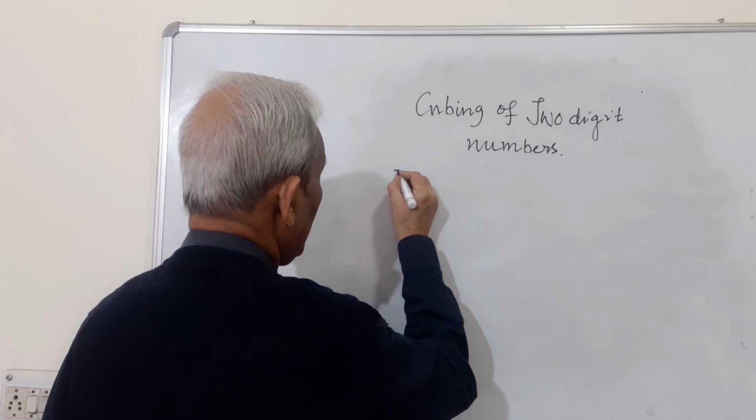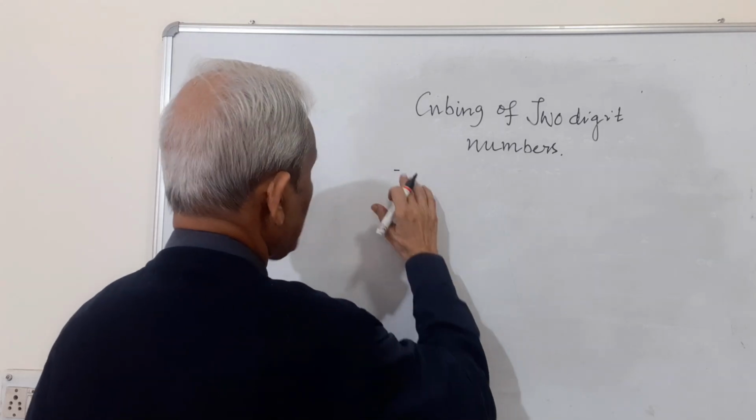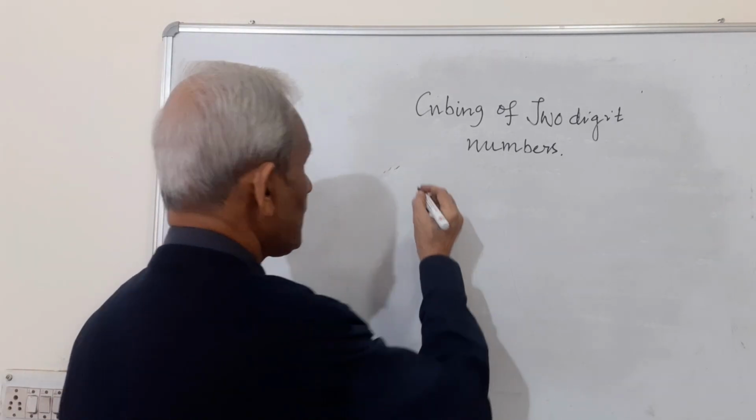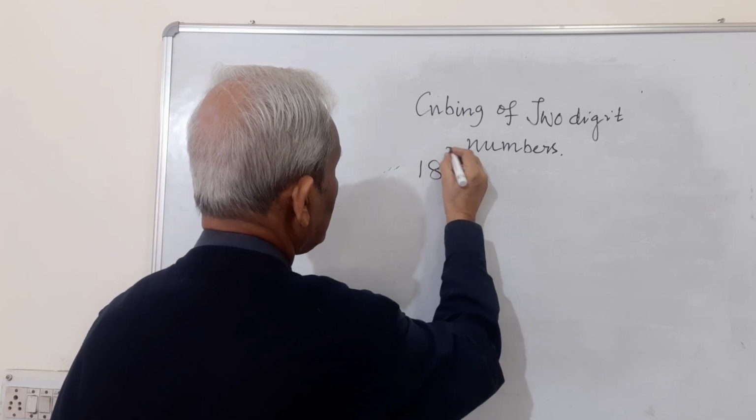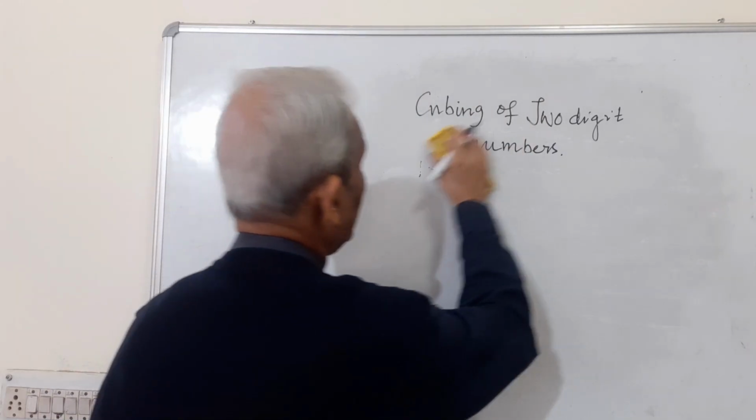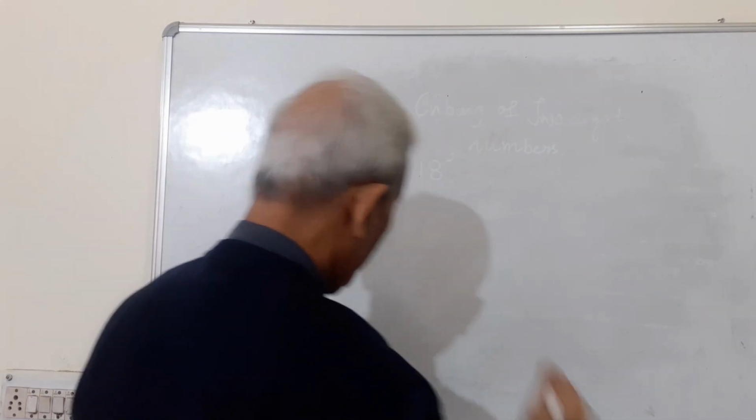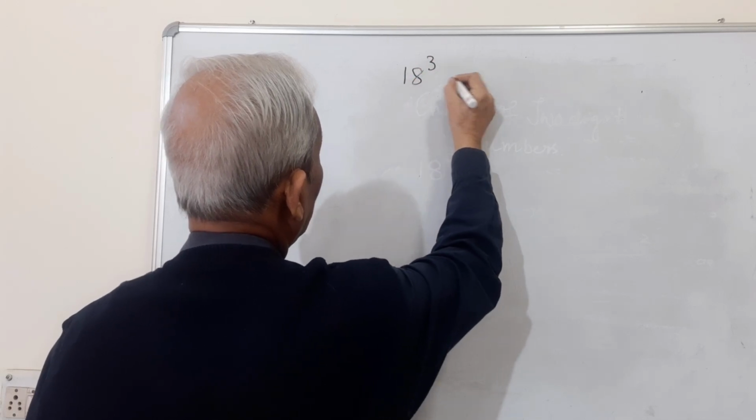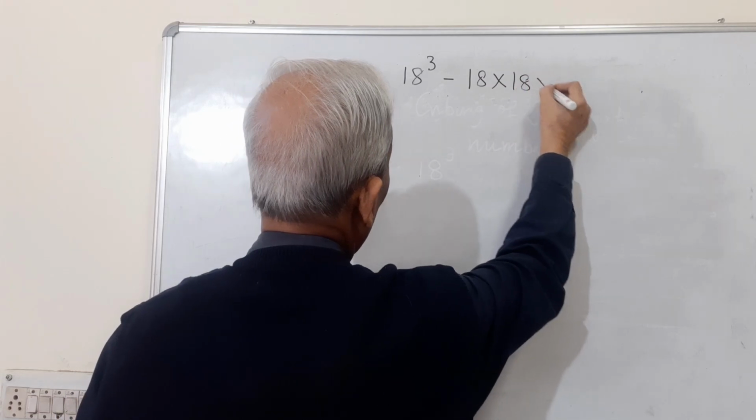The first step is to write down. Say for example, you will take an example first so that you will understand it better. Say we want to do the cubing of 18. So you want to do 18 cube. 18 cube is nothing but 18 into 18 into 18. We want to do it easily.